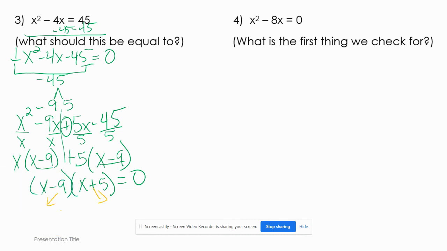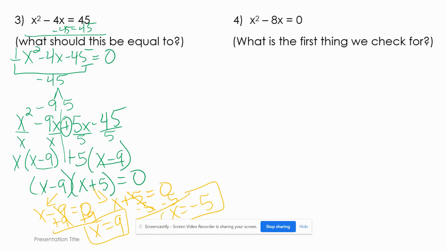Now we can set both factors equal to 0 and solve for x. I'm going to add 9. 0 plus 9 is 9, so x is equal to positive 9. Subtract 5 from both sides over here, and x is equal to negative 5. So our root solutions, 0's, x-intercepts, are positive 9 and negative 5.